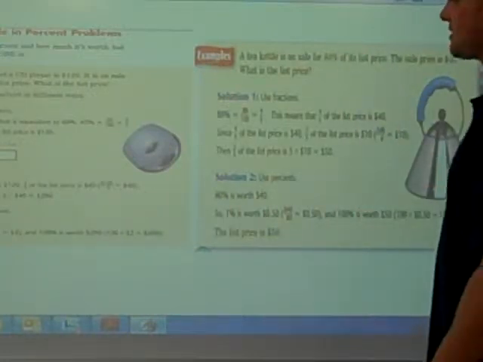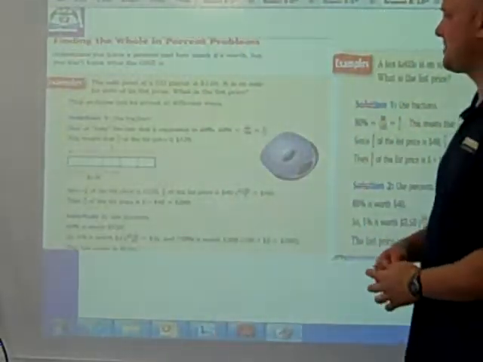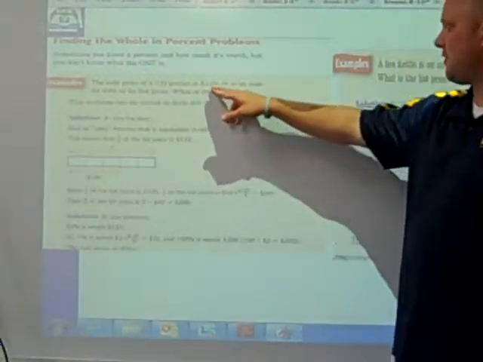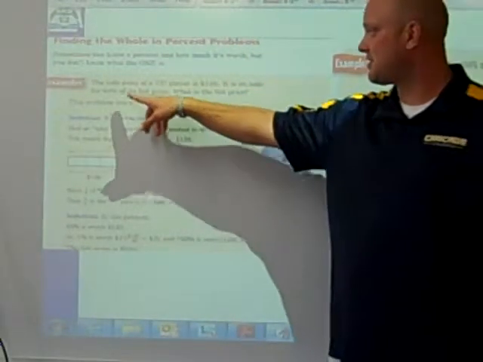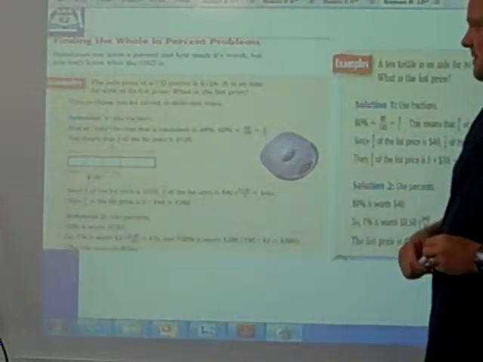Another example would be this one here. So finding the whole in percent problems. So the sale price of a CD player is $120. It's on sale for 60% off the list price. What is the list price?